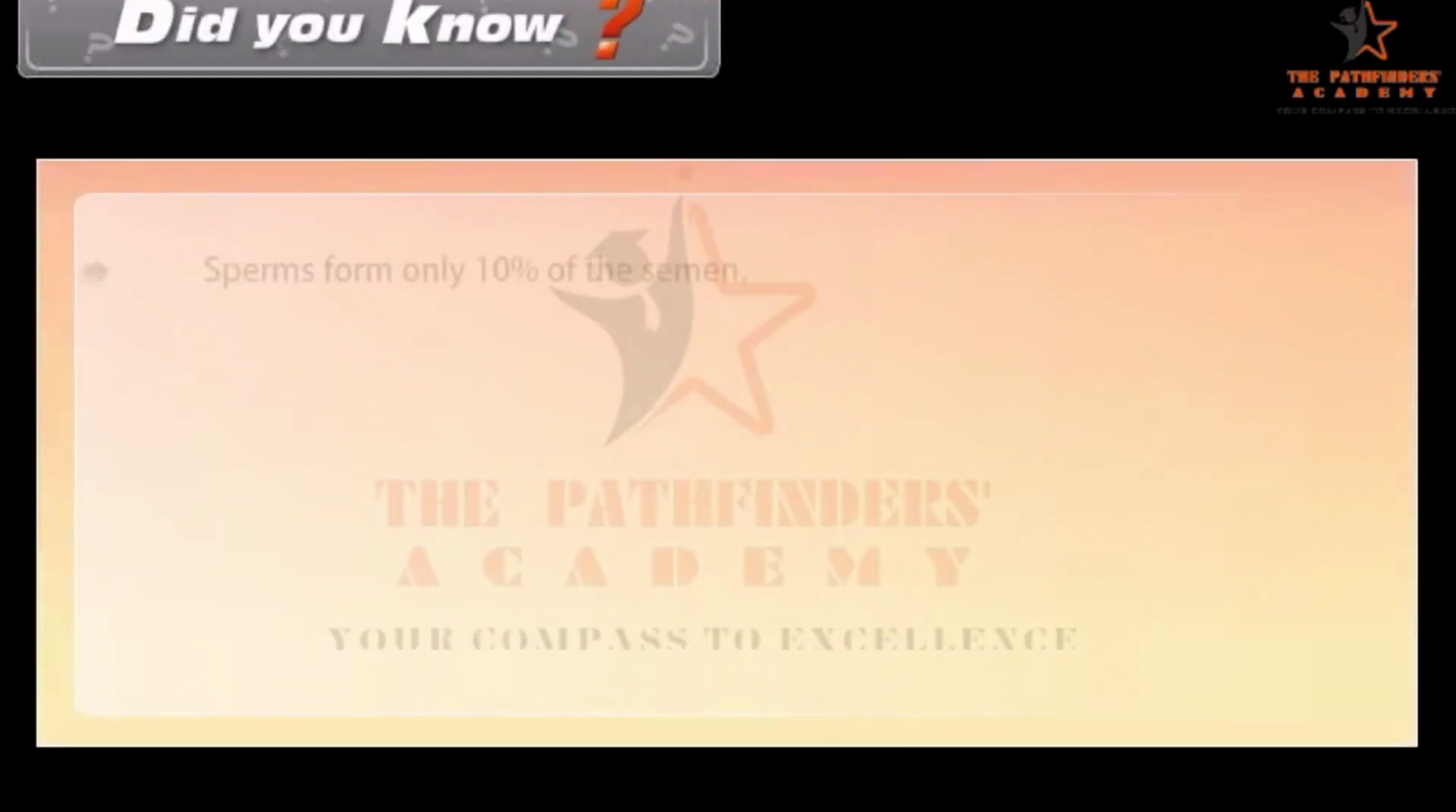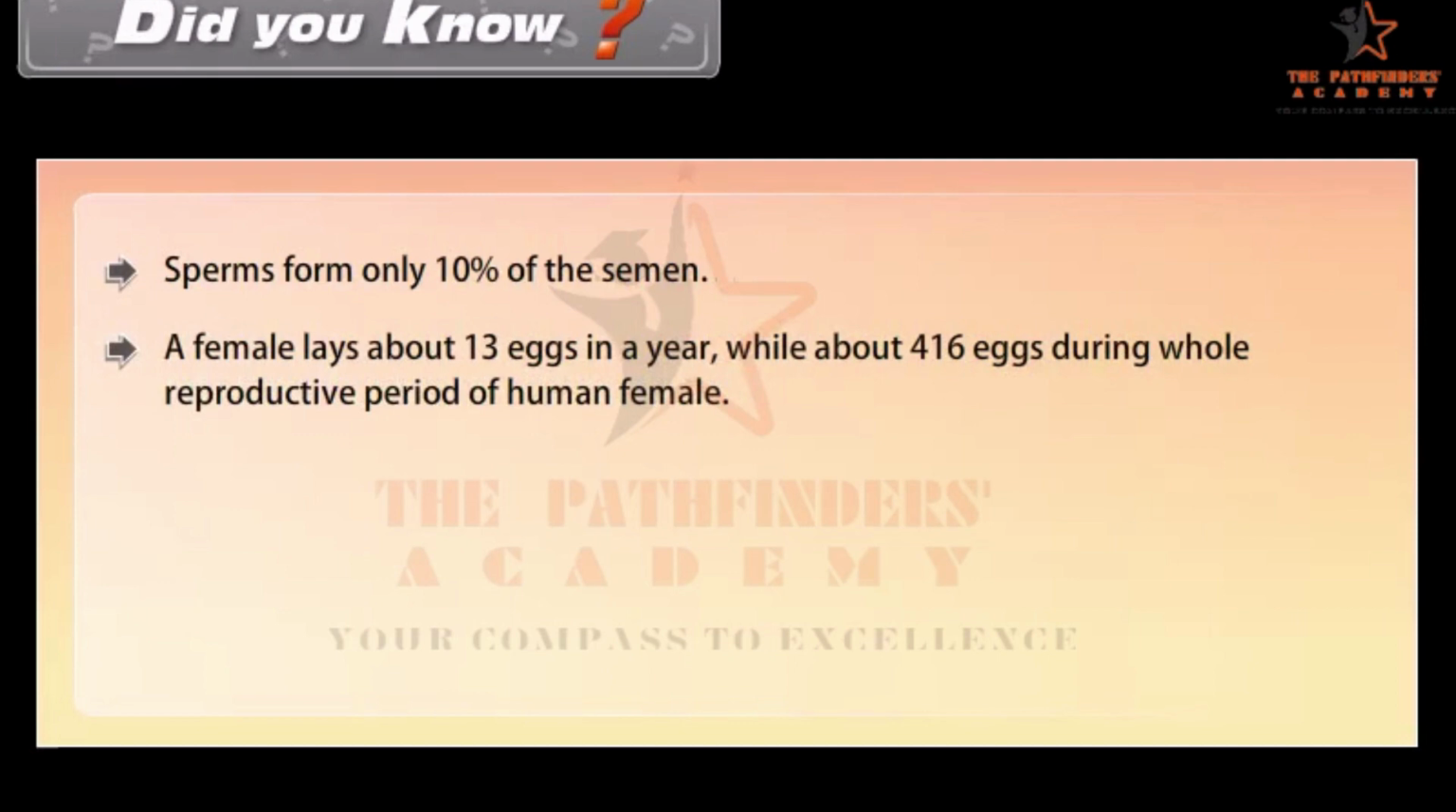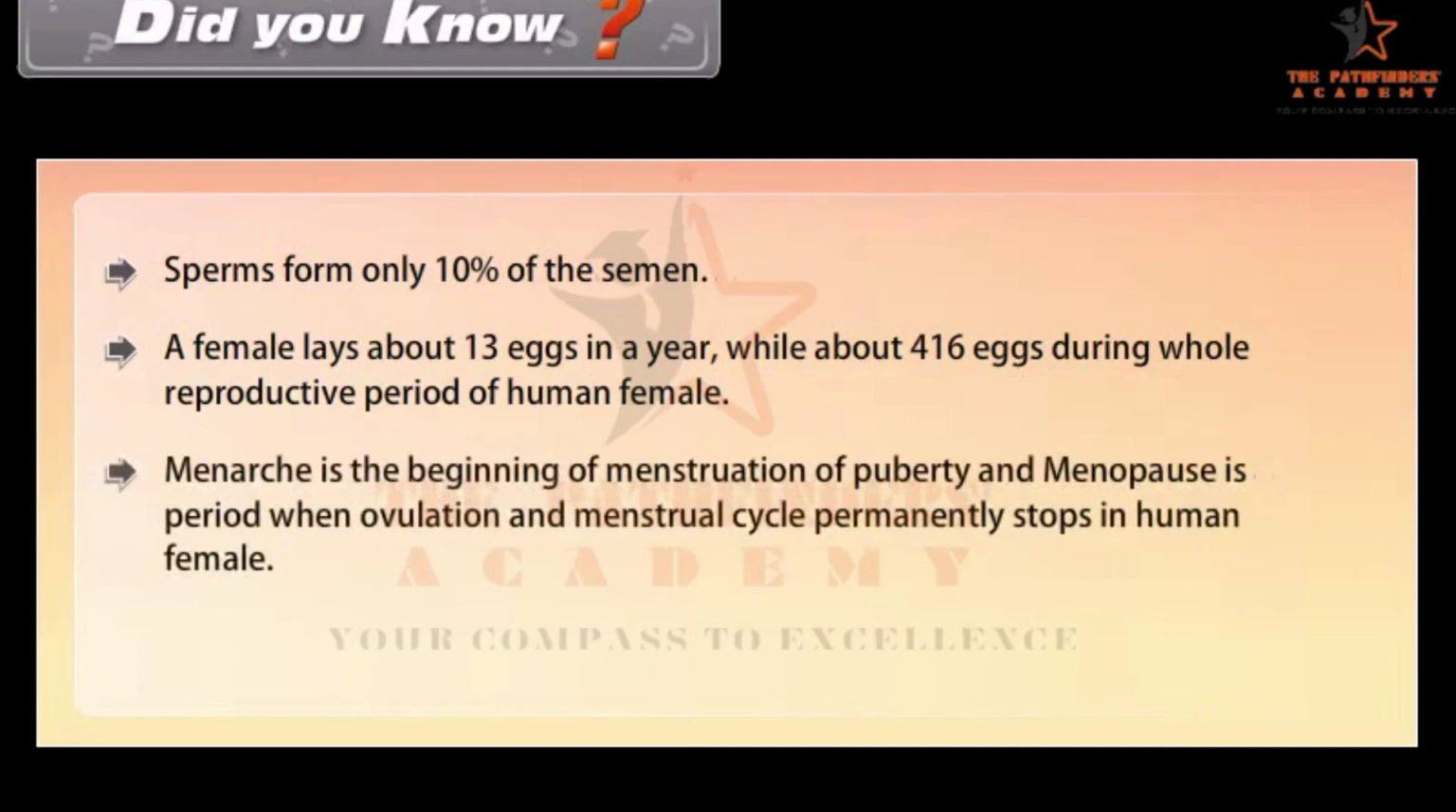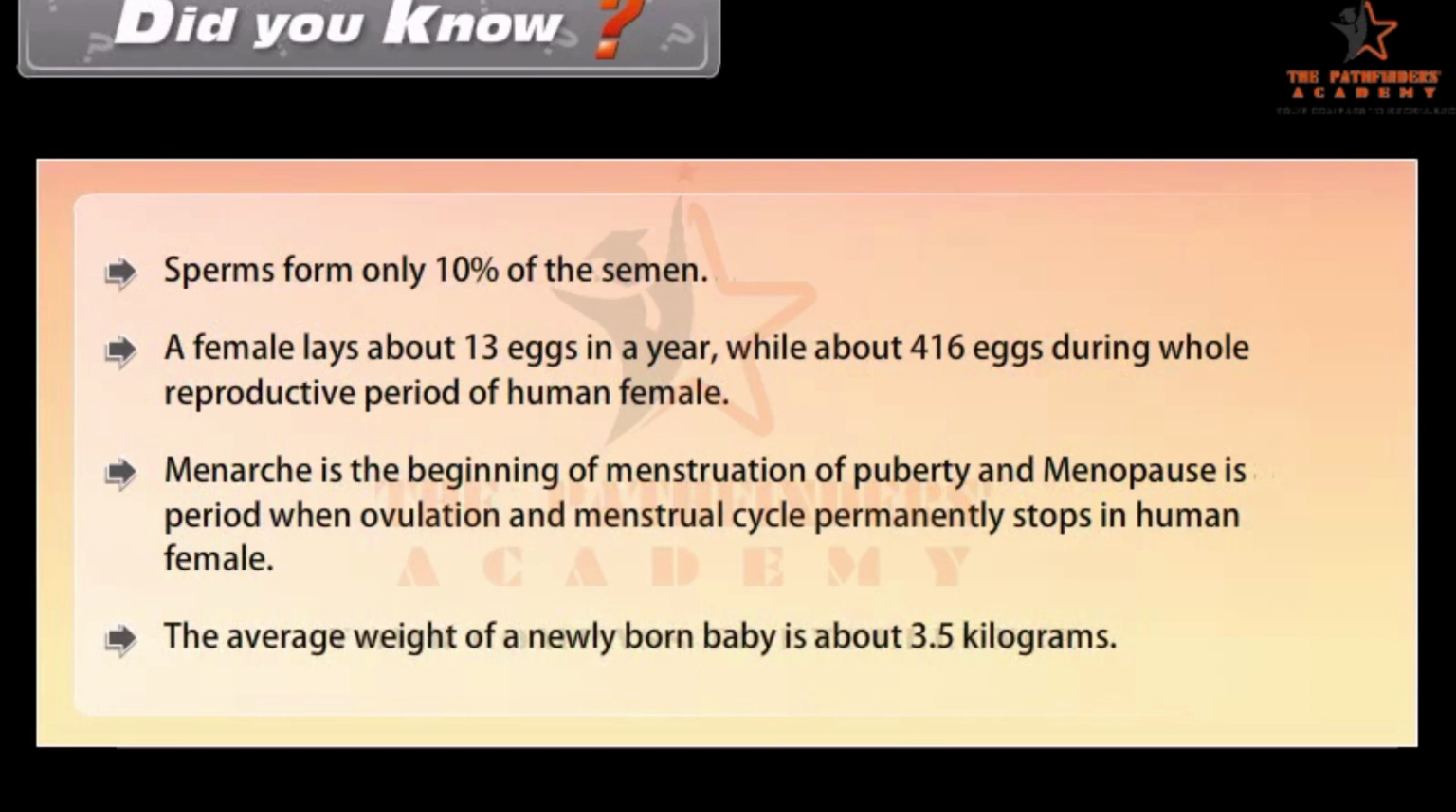Did you know sperms form only 10% of the semen? A female releases about 13 eggs in a year, while about 416 eggs during the whole reproductive period of a human female. Menarche is the beginning of menstruation at puberty, and menopause is the period when ovulation and the menstrual cycle permanently stop in the human female. The average weight of a newly born baby is about 3.5 kilograms.